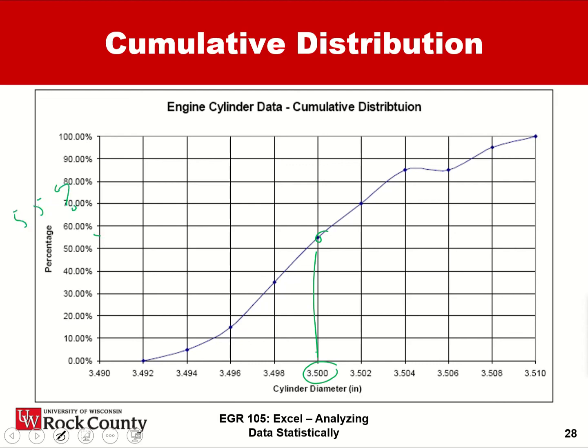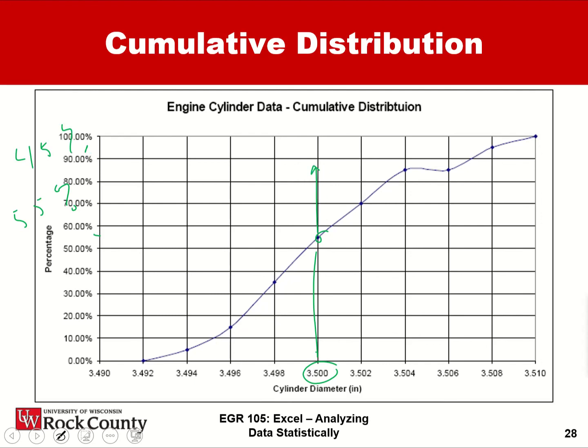What that is telling me is that if I pull out a cylinder at 3.5, there is a 55% chance that it will be that or less. Okay, so anything less than 3.5 inches will be 55%. Greater than that will be 45%. So this is the greater part, the 45%.